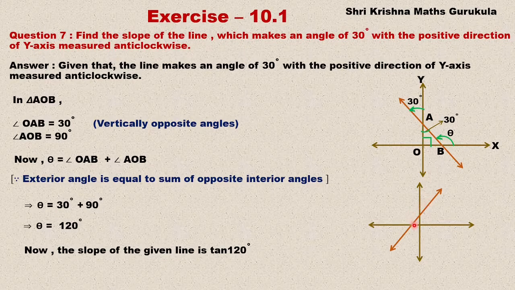Why did we have to take the line like this? Because this angle is not acute here. This cannot be 30 degrees. That is the reason we took the line like this.